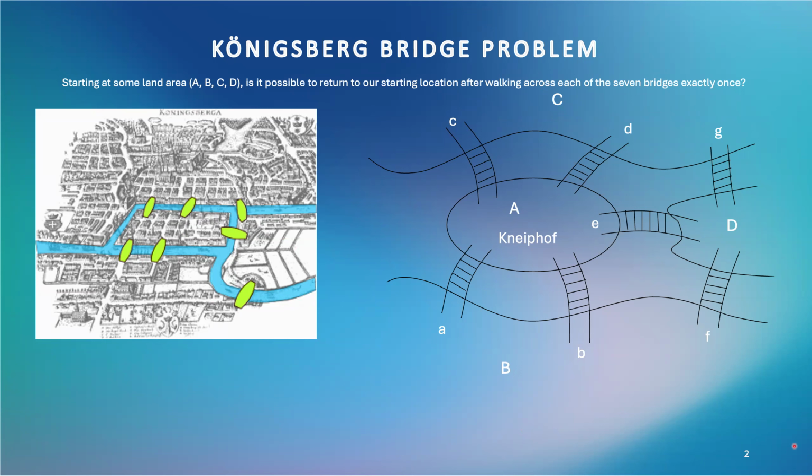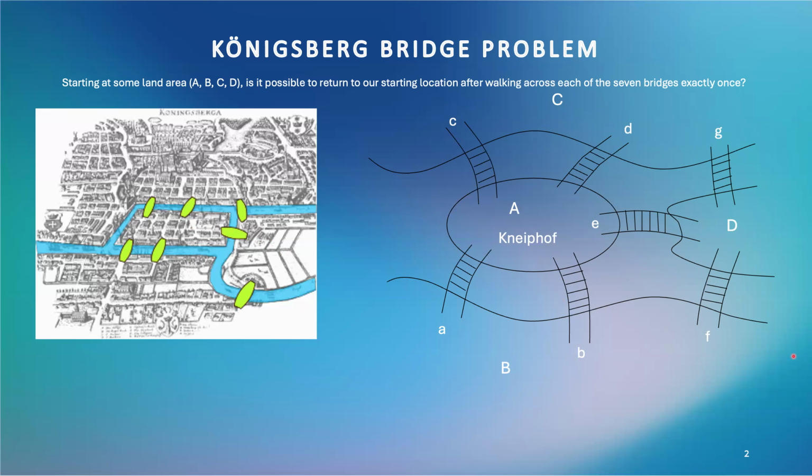In the early 18th century, the residents of Königsberg would walk among the city's 7 bridges, the green ones in the picture I just showed you, which were spanning the Pregel River. This river connected 2 central islands, which were themselves connected by a bridge. These are the islands, and this is the bridge that is connecting them.